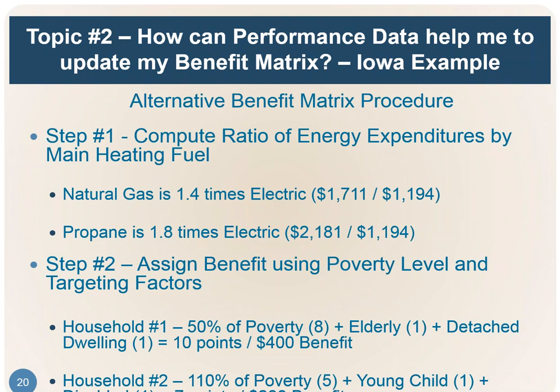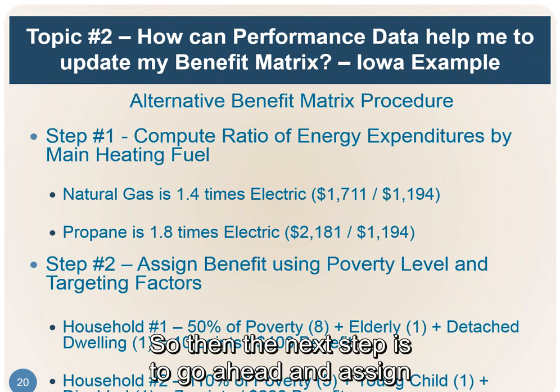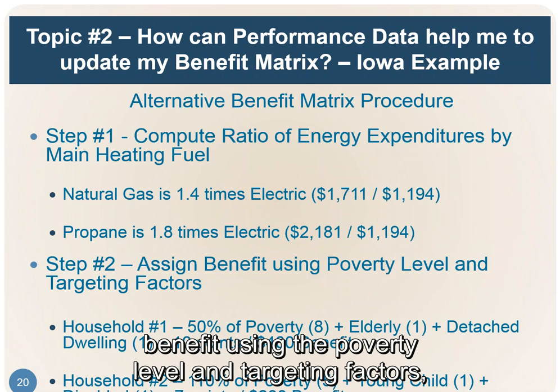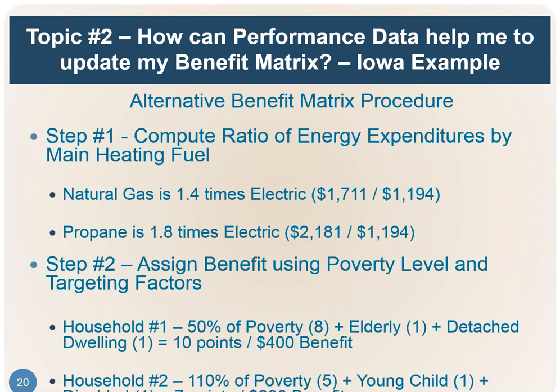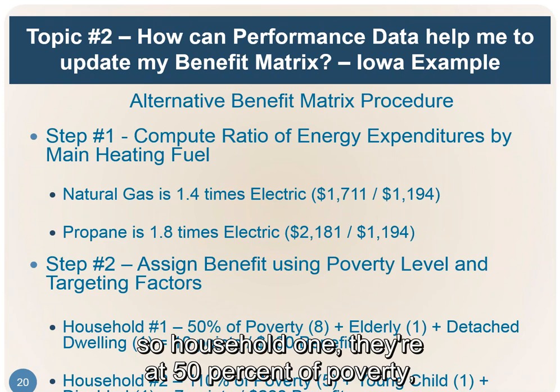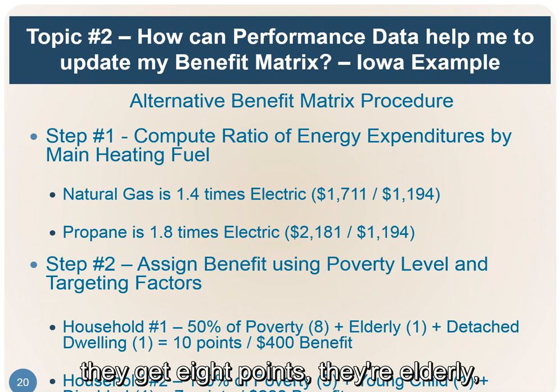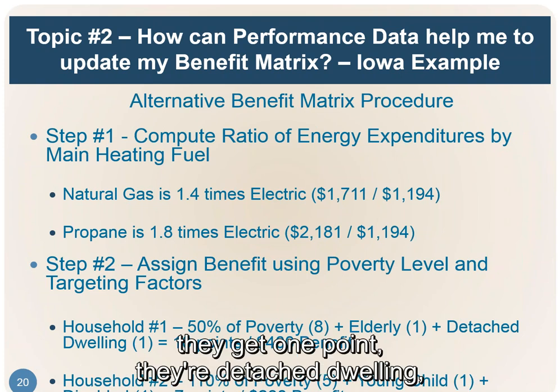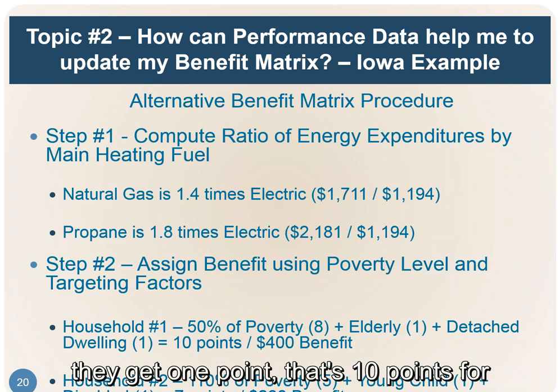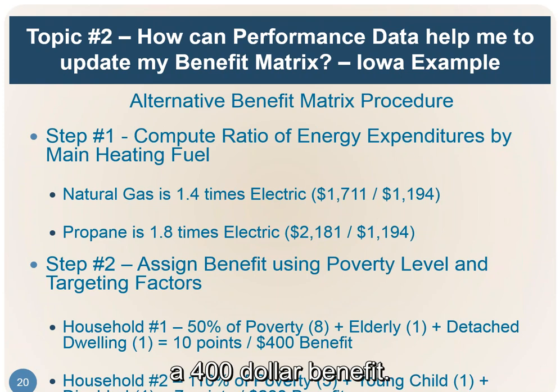So then the next step is to go ahead and assign benefit using the poverty level and targeting factors. So household 1, they're at 50% of poverty, they get 8 points. They're elderly, they get 1 point. They're a detached dwelling, they get 1 point. That's 10 points or a $400 benefit.